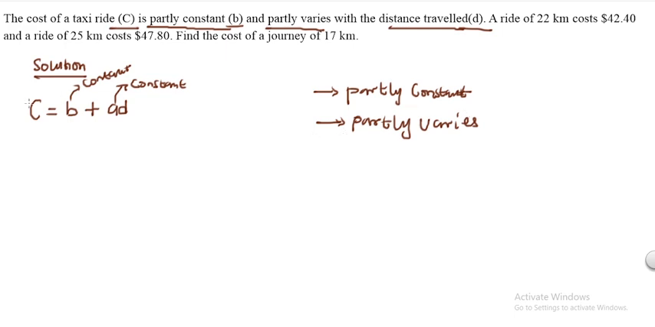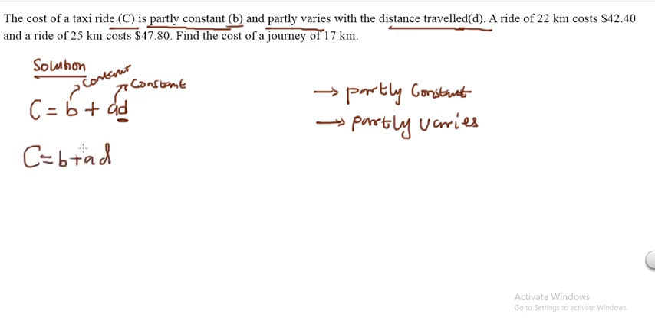Like in this case, we are told that C is partly constant with B, so that C is simply equal to the constant of B, and C partly varies with D. So that C is varying with D and then we introduce a constant that goes along with D. Now the equation is simply C is equal to B plus AD.